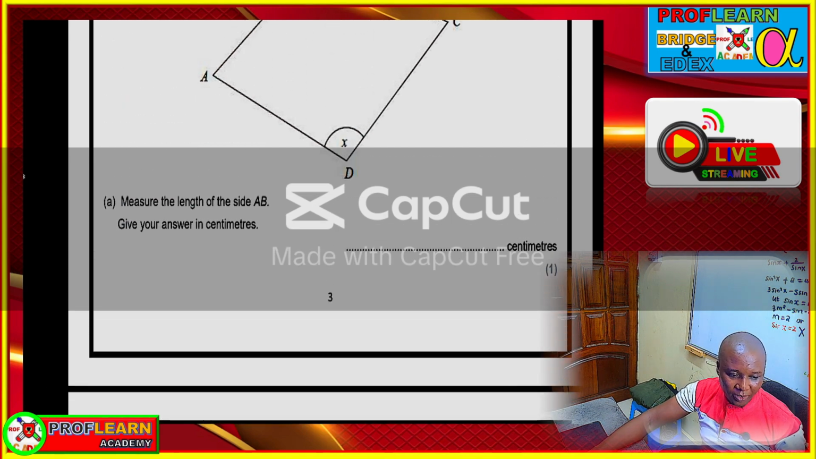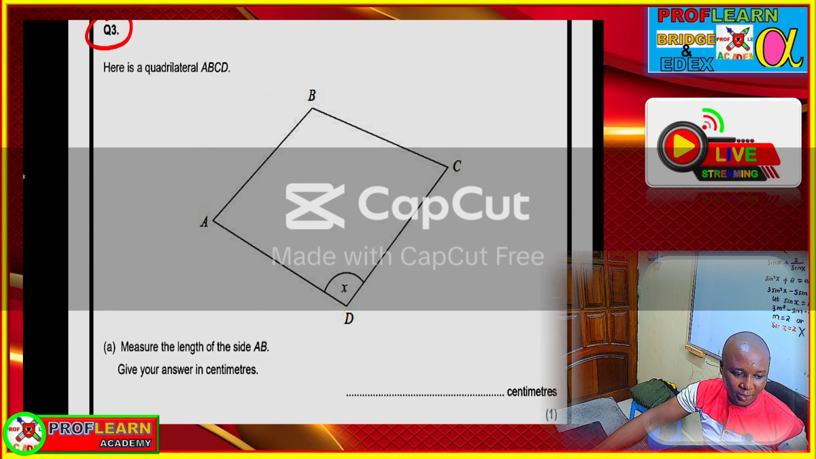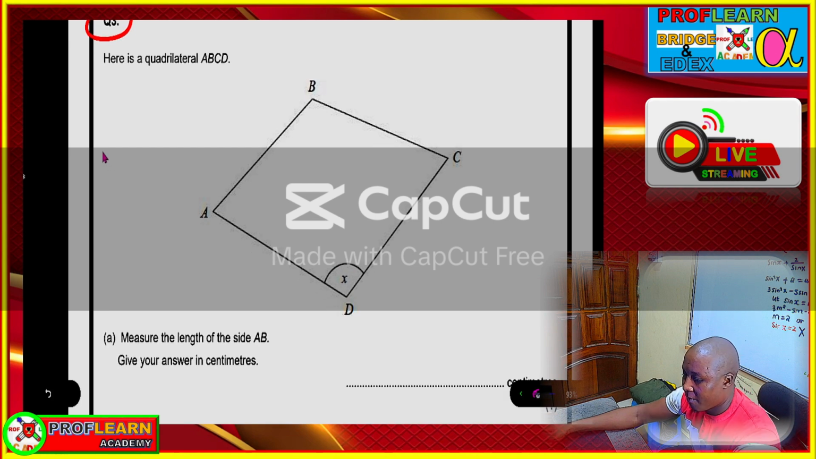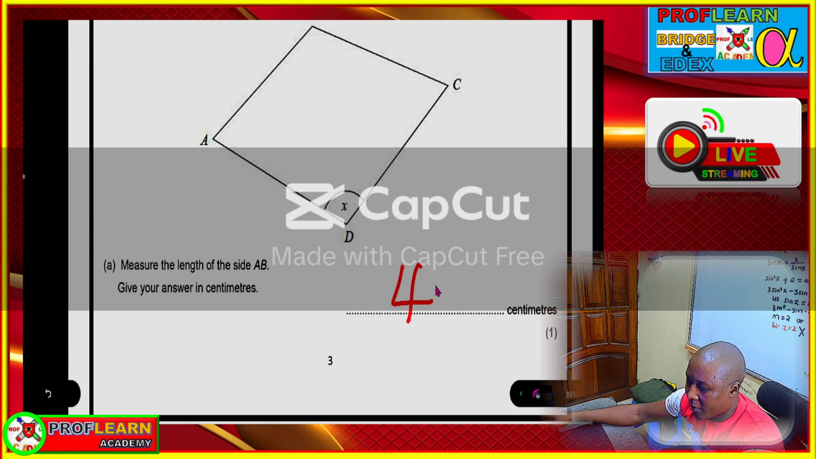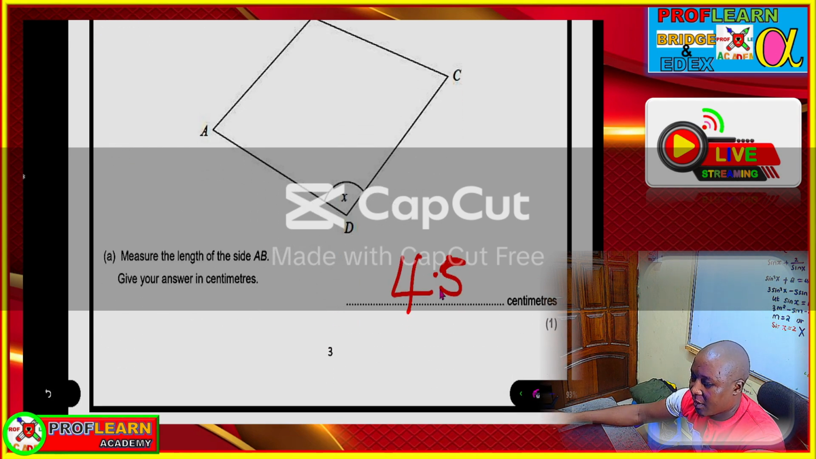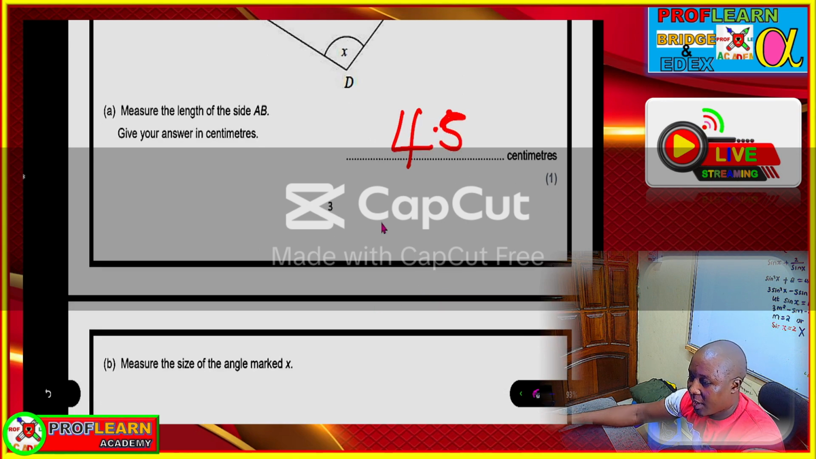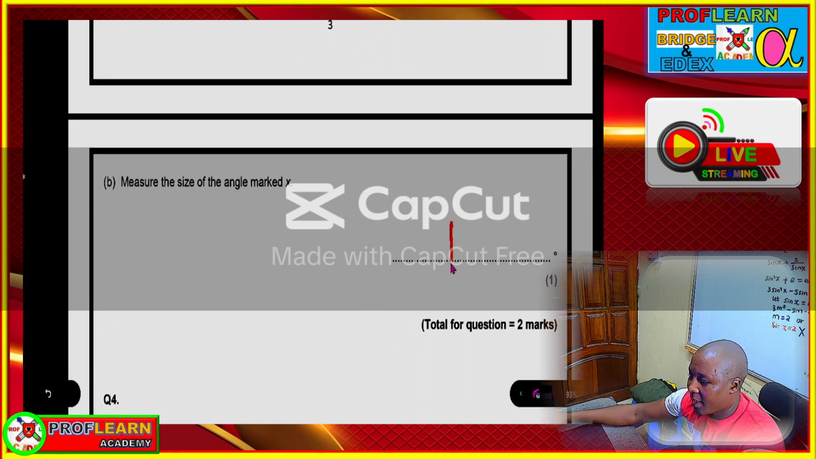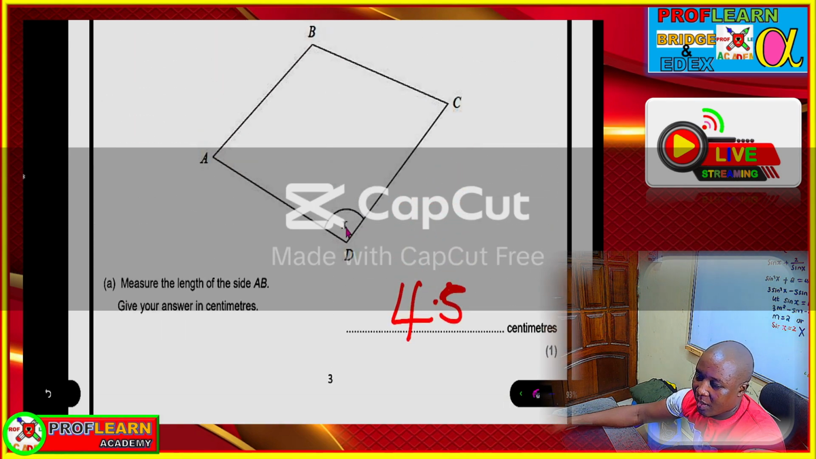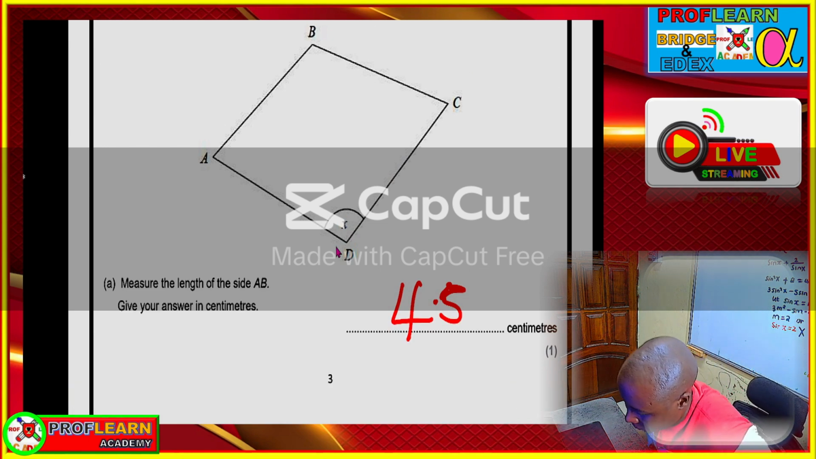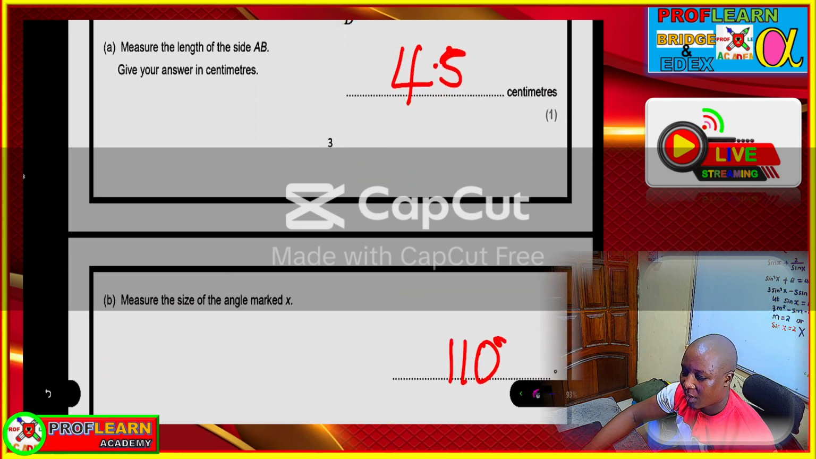If you've downloaded this paper, you realize that for this question number 3, the measurement is 4.5. If you measure it, it will be 4.5. And the angle that we have here should be 110 degrees, because if you look at this angle, it is an obtuse angle. So that's why we shall have that using a meter rule.